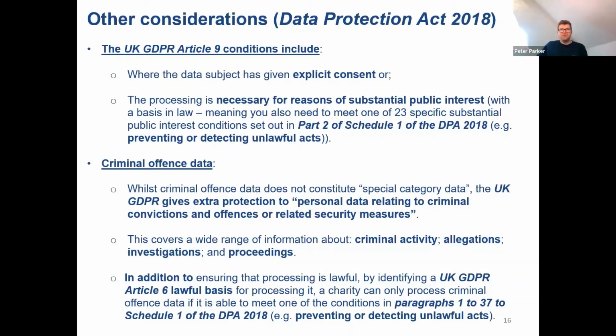So this therefore covers a wide range of information about criminal activity, allegations, investigations, and proceedings. In addition to ensuring that processing is lawful by identifying an Article 6 lawful basis for processing it, a charity can only process criminal offence data if it is able to meet one of the conditions in paragraphs 1 to 37 of Schedule 1 to the Data Protection Act 2018. And again, this would include circumstances where the charity is seeking to prevent or detect an unlawful act.